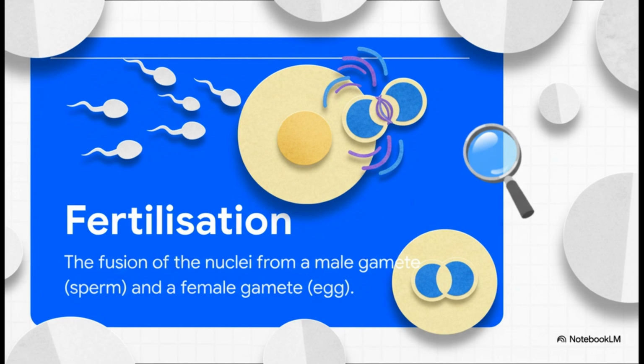Fertilization is the fusion of the nuclei. It's not just about the cells touching. Their genetic material, their DNA, has to actually merge into one. This creates the very first cell of a new organism, and we call that cell a zygote.